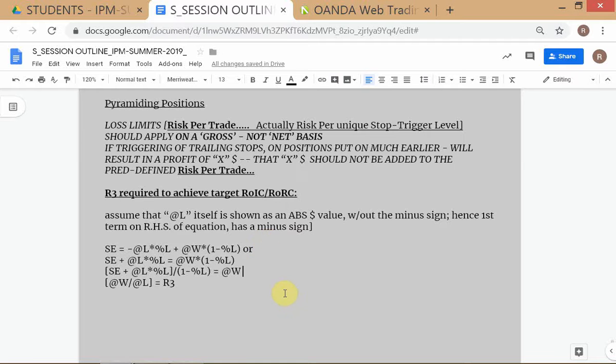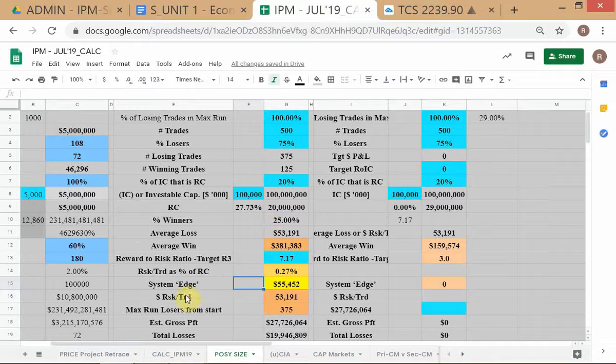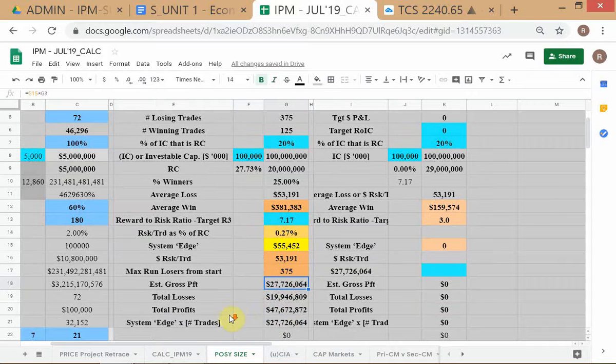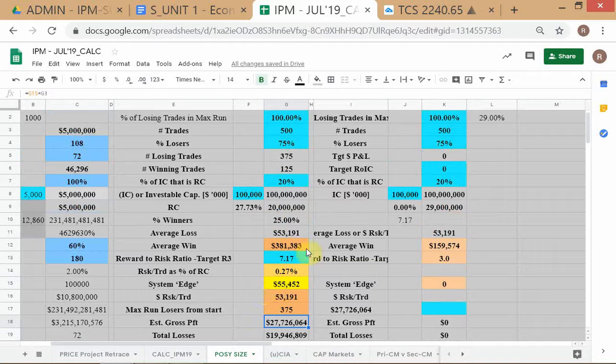So you've understood this point, and you can see it yourself later on by looking at what is the meaning of system edge. Probability weighted average outcome. It is the average outcome per trade times number of trades is total outcome. Total outcome is 27.7 million. That is the same as total profits minus total losses. You can come at it in two ways. So now what we have is basically this.